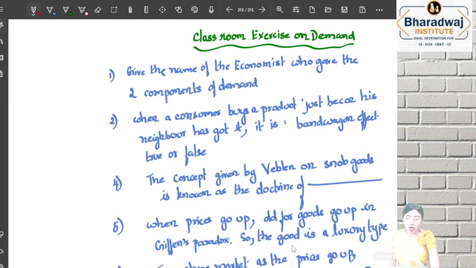Give the name of the economist who gave two components of demand. Yes, Richard G. Lipsey. He said demand is desired, actually bought, with purchasing power. Richard G. Lipsey. Okay, very good. When a consumer buys a product just because his neighbor got it, it is called the bandwagon effect.